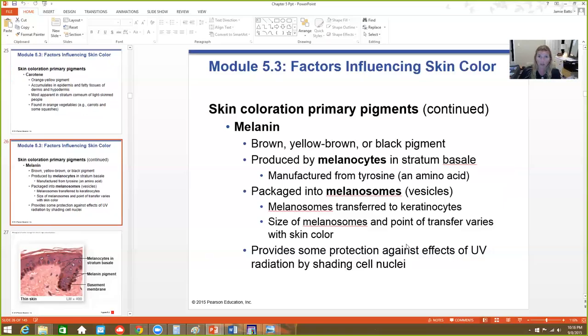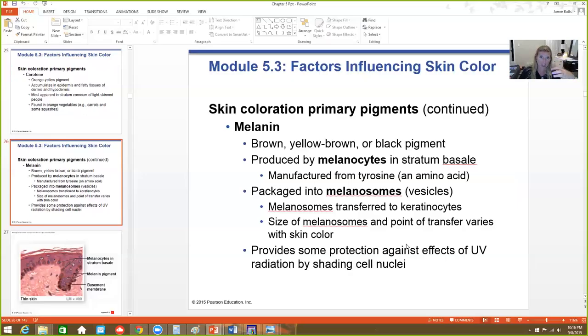So the size of the melanosomes, the point of transfer, all of that stuff is going to give you a wide range of skin colors, which is why, you know, really we say you're black or you're white, but am I really white? Like, my skin is not white, you know, and a black person's skin is not black. There's a varying degree, and that has to do with the amount of melanin that's in their cells or your cells. The melanin is also there as a protective measure. It's meant to provide protection against UV light.